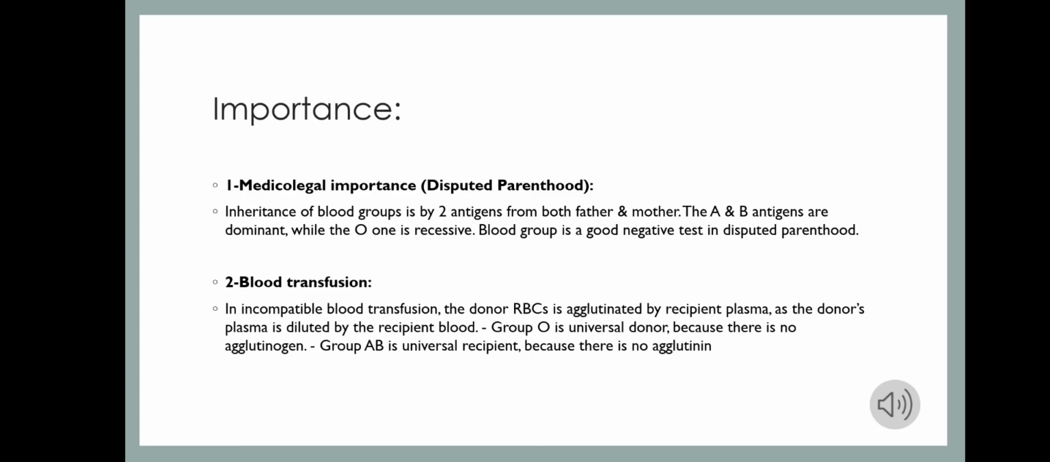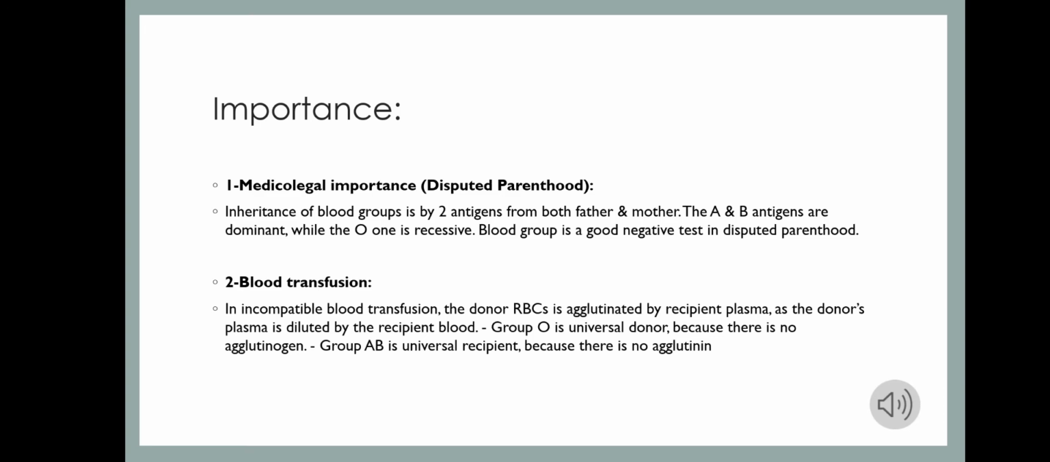البلاد جروب بيبقى جود نيجاتيف تيست ان ديسبيوتد بيرنتود، يعني انا بقول ان انا من البلاد جروب بقدر اثبت ان ده مش اب الابن، لكن ما اقدرش اثبت اذا كان ده اب الابن او لا.